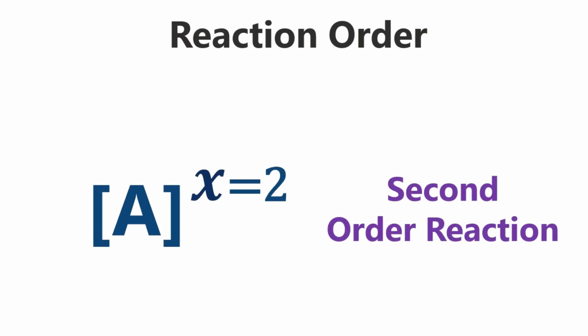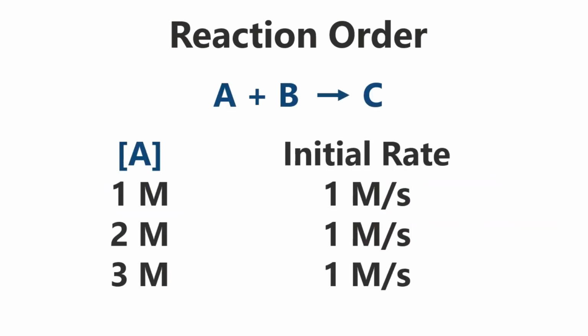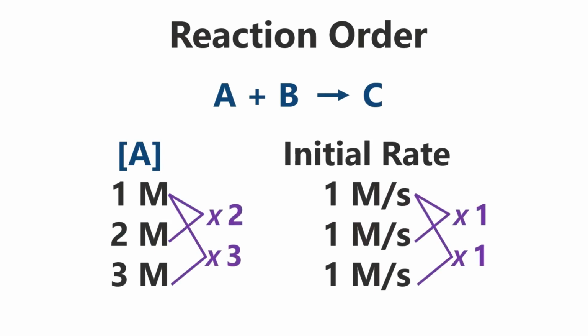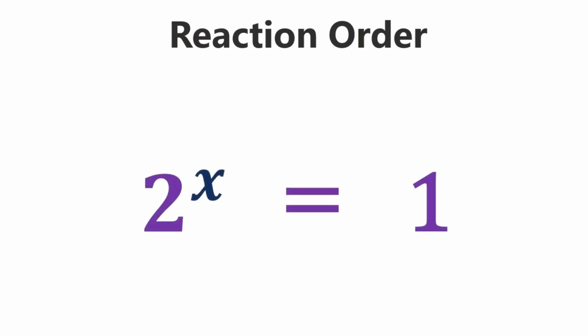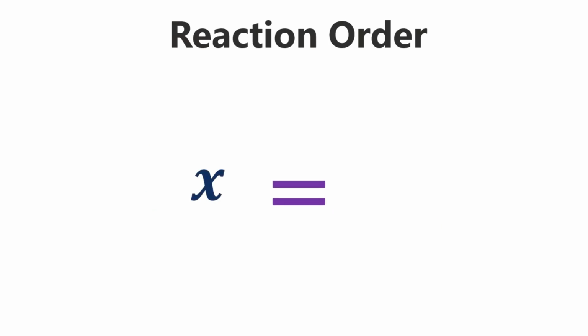Let's say we conduct a different experiment yet again, and we find that in every trial, the concentrations of A correlate to the same initial rate each time. So, what value of x would turn 2 into 1? The answer is 0.